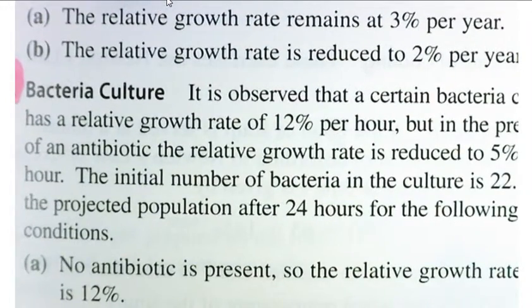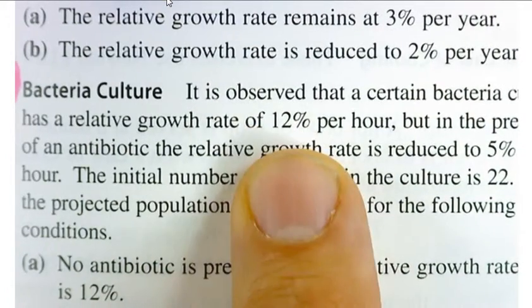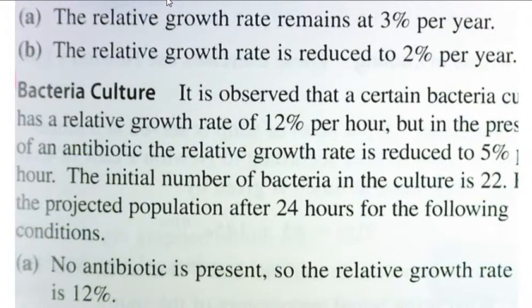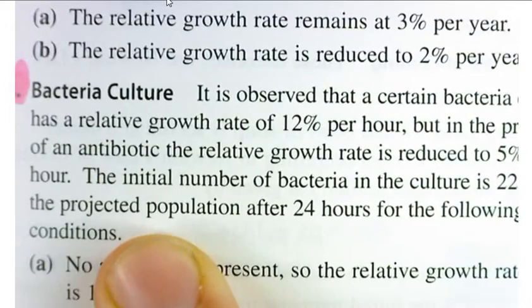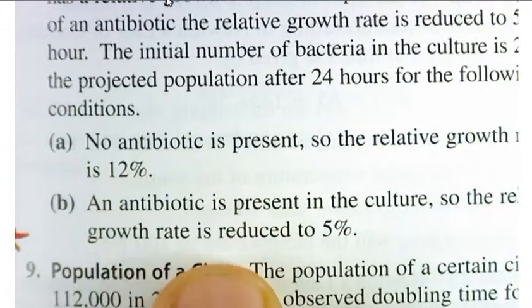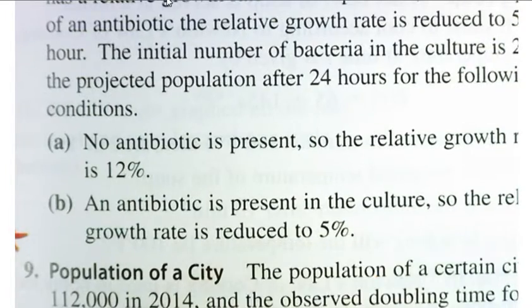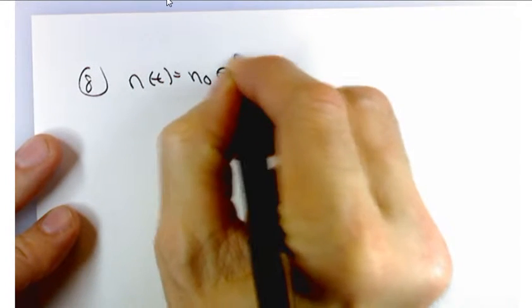So it's observed that a certain bacteria culture has a relative growth rate of 12% per hour. But in the presence of antibiotic, the relative growth rate is reduced to 5% per hour. The initial number of bacteria in the culture is 22. Find the projected population after 24 hours in the following conditions. So basically a 12% growth rate and a 5% growth rate. Let's just do one of those. So again, the same model, N of t equals N sub 0 e to the rt.